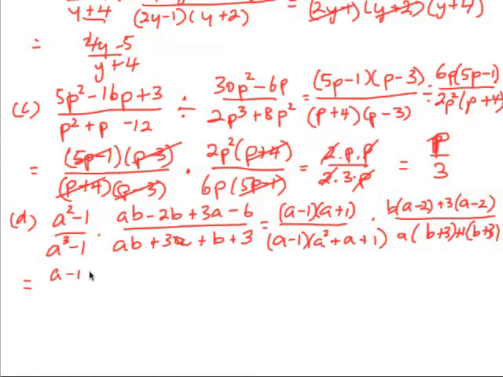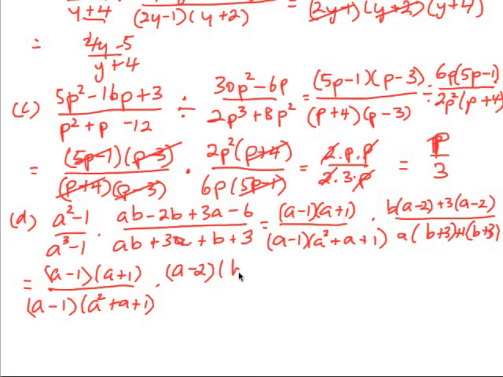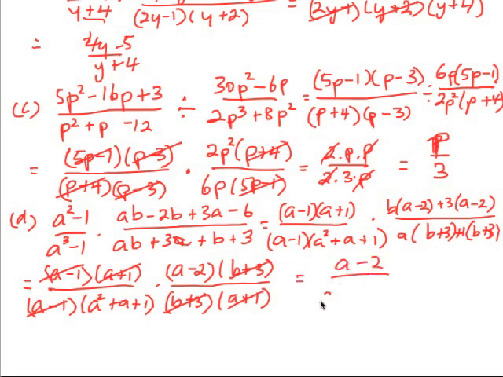Right, so this becomes a subtract 1 by a plus 1 over a take 1 by a squared plus a plus 1. Right, now how does this tidy up? Well, I get an a minus 2 as a factor and a b plus 3 over, and the next one I get a b plus 3 and a plus 1. Right, now let's have a look and see. Well, we have an a minus 1 here and an a minus 1 here. We have an a plus 1 here and an a plus 1 here. We have a b plus 3 here and a b plus 3 here. And so this will leave me with a subtract 2 over a squared plus a plus 1 as my final result.